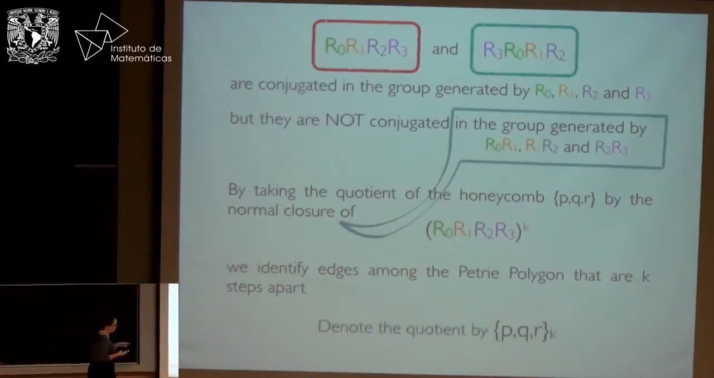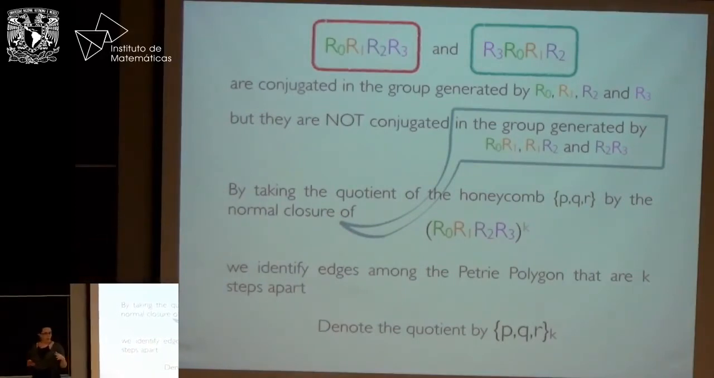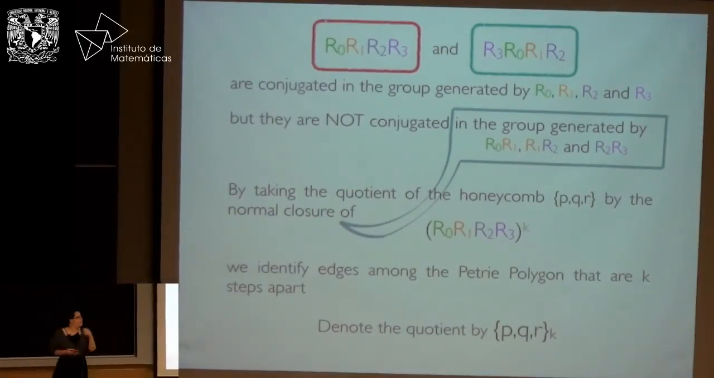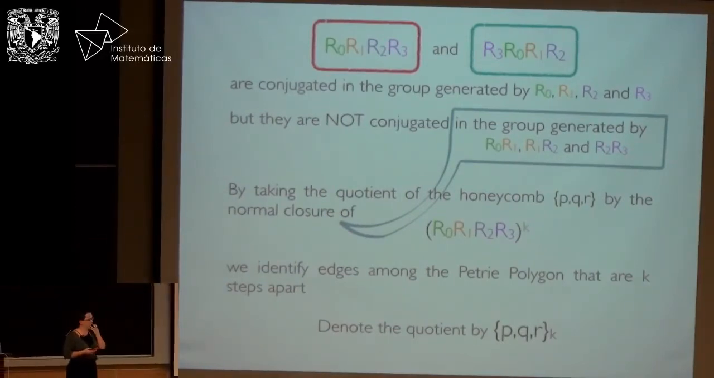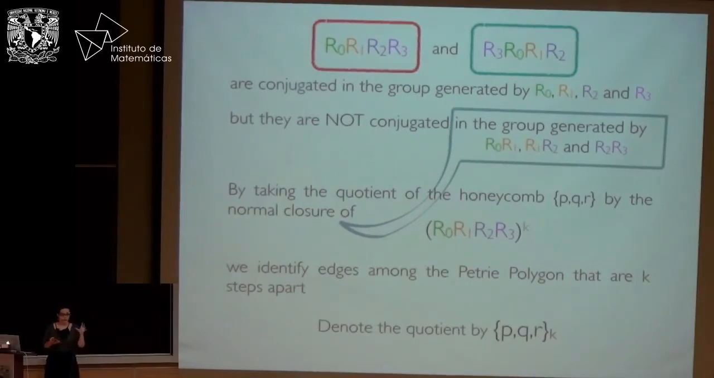First, I'm going to denote {P, Q, R}_k the quotient that I get. And when I'm talking about the quotient here, I mean I have a honeycomb, so I'm going to take the orbits under this group. So I take the orbit of vertices, edges, faces, and cells, and I'm going to take that structure of the quotient thing in the orbits.